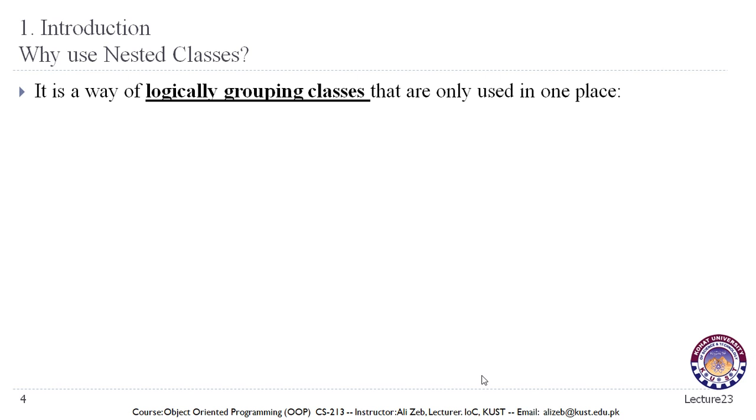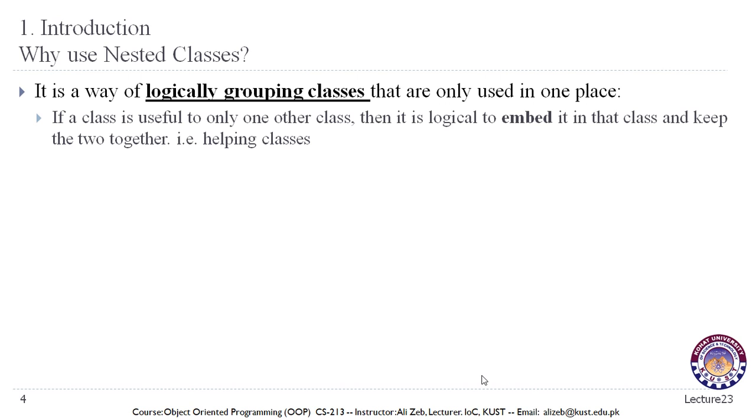Why do we need to use nested classes? It is a way of logically grouping classes that are only used in one place. For example, if a class is useful to only one other class, then it is logical to embed it in that class and keep the two together. These are helper classes that are only used where they are needed, like helper methods that are private to the class where they are needed and are not used from outside of that class.